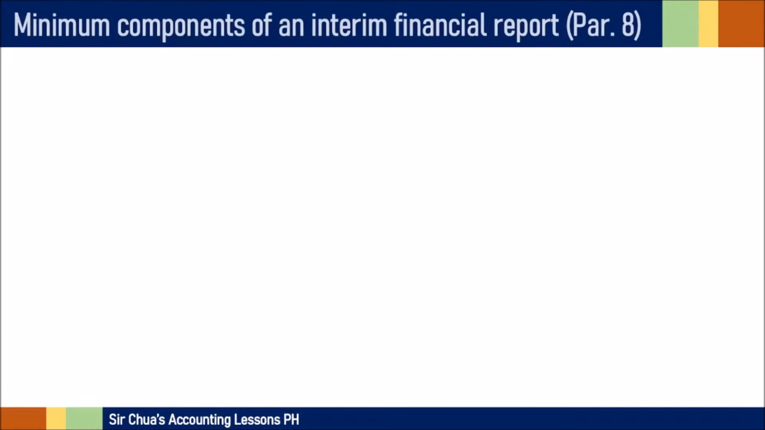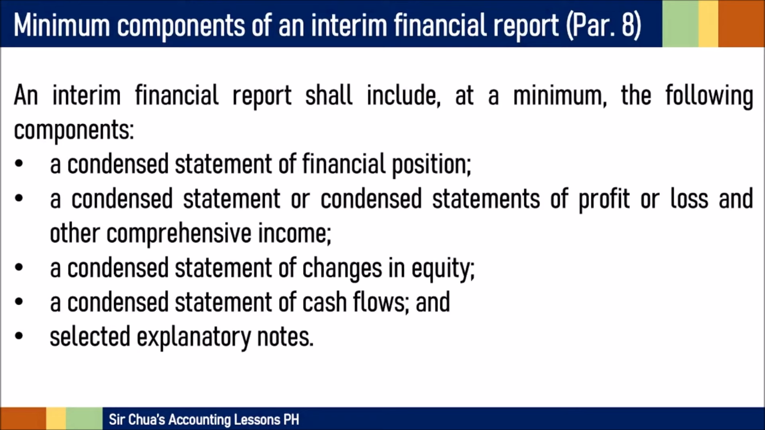Okay, that's how it is. Now, according to paragraph 8, these are the minimum components of an interim financial report. At a minimum, it should include the following: a condensed statement of financial position, a condensed statement or condensed statements of profit or loss and other comprehensive income. The same rule applies, the 1 statement or 2 statement format. And then a condensed statement of changes in equity, a condensed statement of cash flows, and of course, selected explanatory notes to make the condensed financial statements in the interim financial report more understandable.